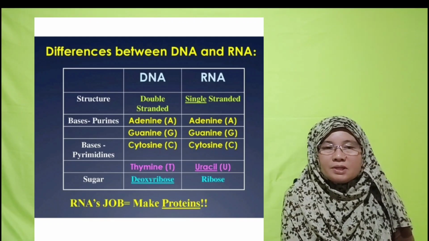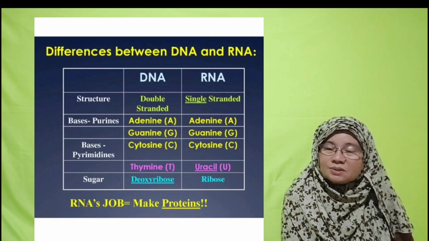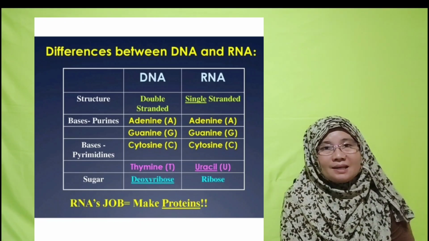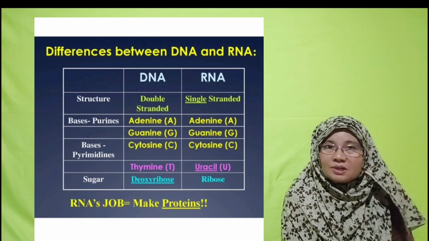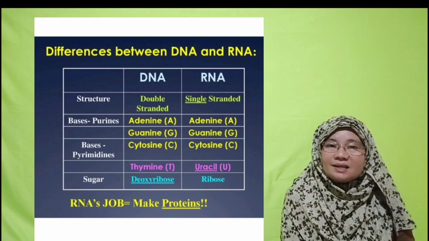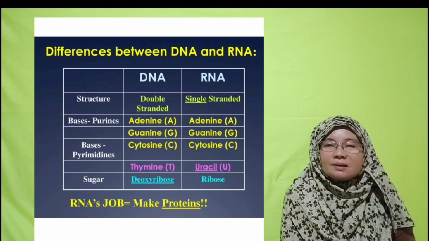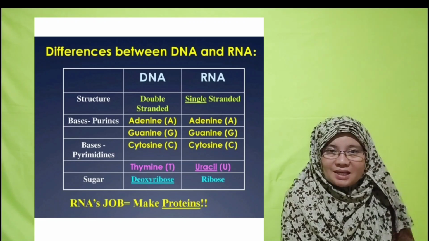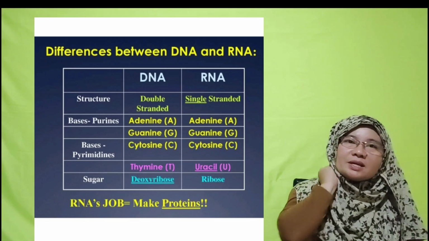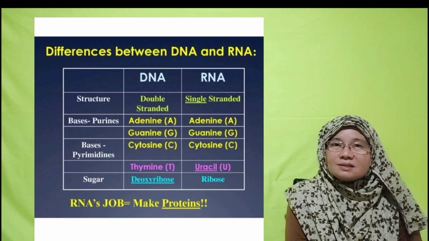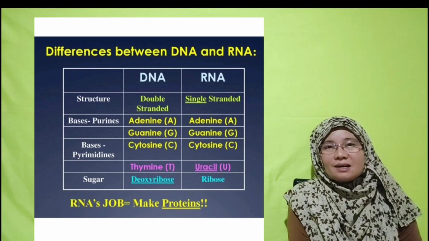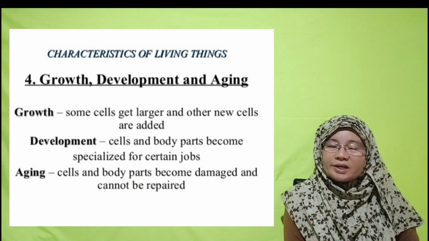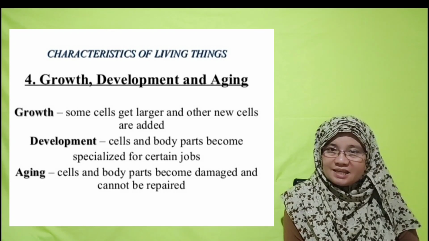The sugar of DNA is deoxyribose, while RNA's is ribose. That's why DNA stands for deoxyribonucleic acid and RNA stands for ribonucleic acid. So RNA's job is to make proteins, and these proteins are used by our body for our biological processes. Number 4, growth and development and aging.